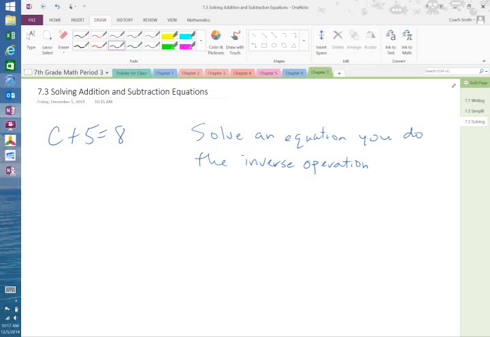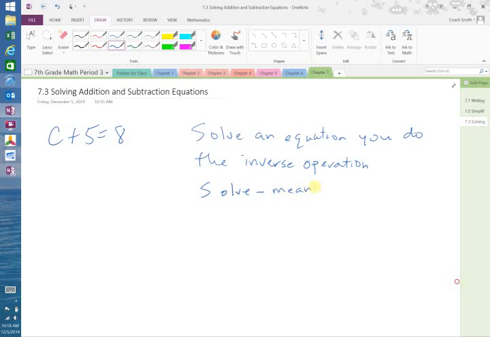Subtraction. The inverse of subtraction is addition. When I was in elementary school, they would say subtraction will undo addition, and addition will undo subtraction. So here, what we've got is the whole process of solving.